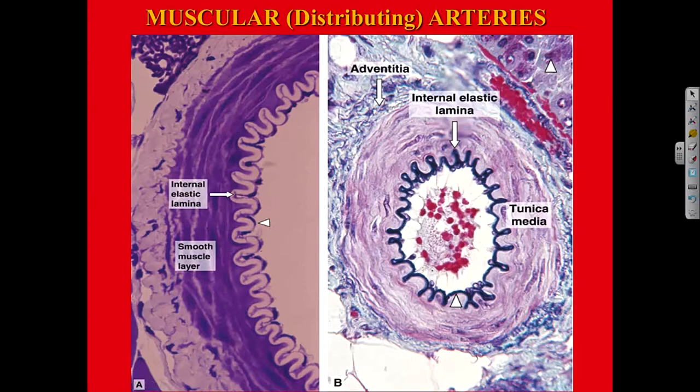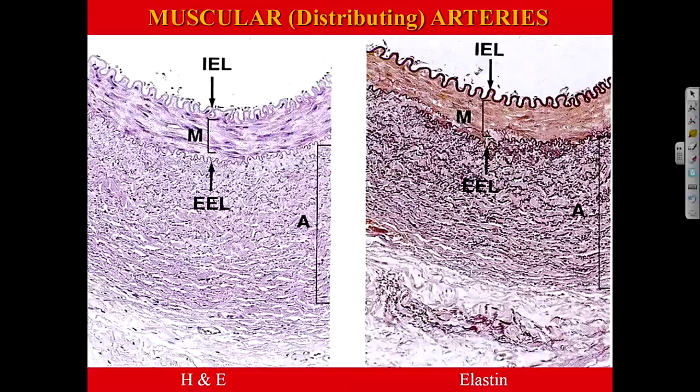And here it is stained over here, a little bit better. So you can see the internal elastic lamina, you can see the tunica media, six or more layers of smooth muscle, and how the adventitia is stained a different color, okay? It stains nicely, different colors, and even appears differently here. So it's pretty clear in that case, the three different layers of the blood vessel: intima, media, adventitia.